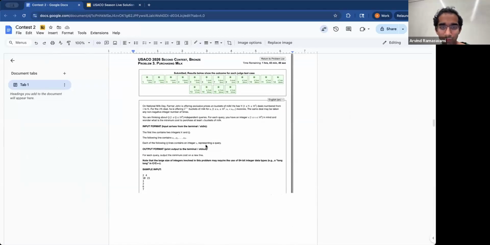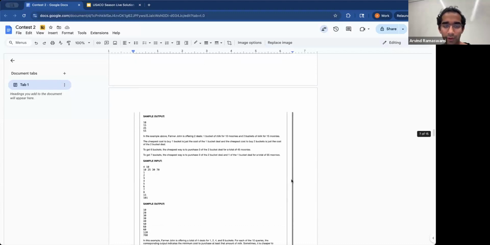So this problem is called purchasing milk. Each option is some power of 2 buckets of milk, and you have to pay a_i moonies. Then you're given an integer x, and you want to find the minimum cost to purchase at least x buckets.